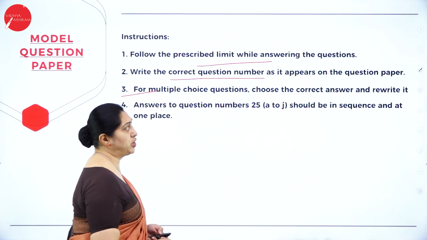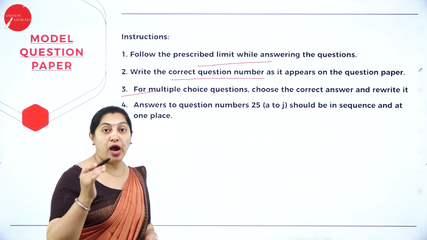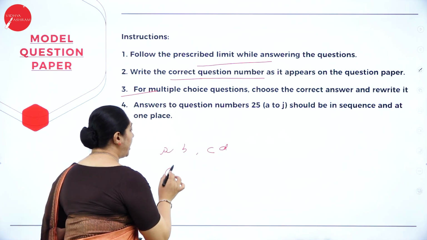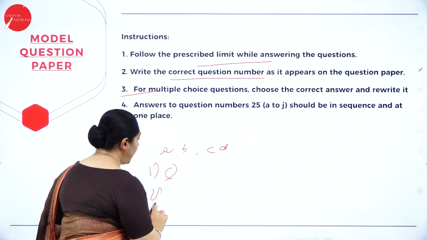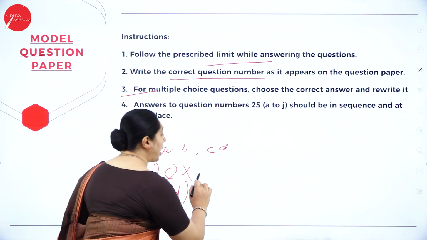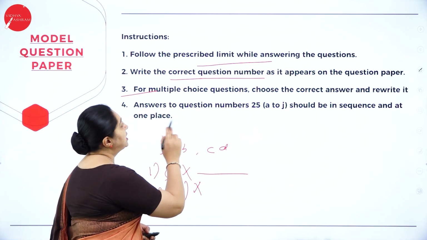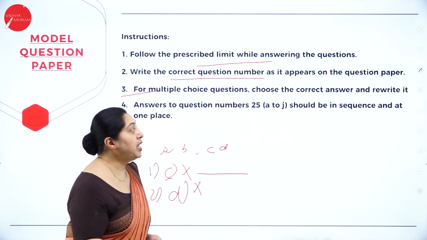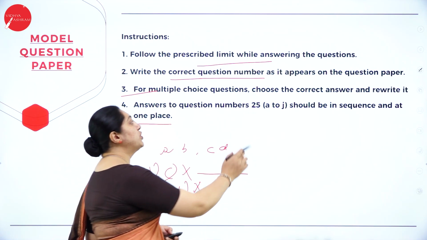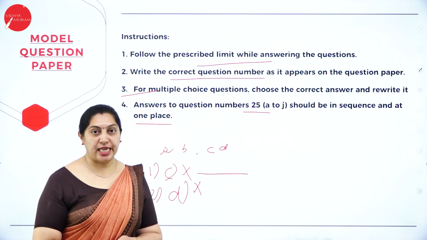For multiple choice questions, choose the correct answer and rewrite it. So multiple choice questions, you have the options like A, B, C, D. So when you write the answer, please don't write only C. First answer C, second answer D. If you write like this, you won't fetch any marks. You need to write the answer for this as it appears in the question paper. Next, answer to the question number 25 should be in sequence and at one place. So when I discuss the question paper, when I come to the question number 25, I'll tell how you have to answer, why it should be in a sequence.